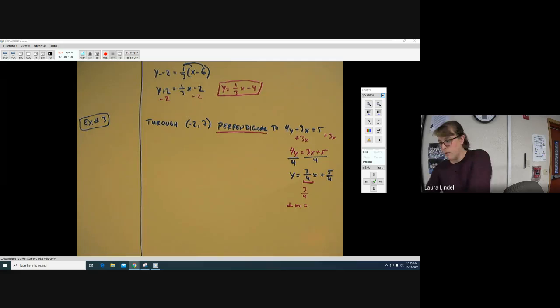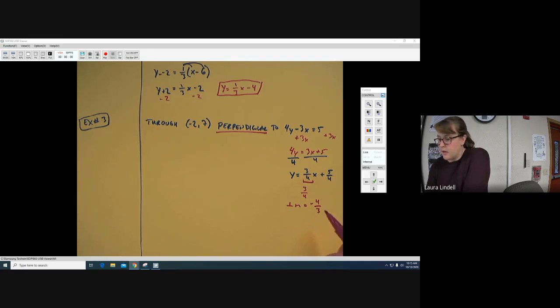Nice. I agree with you. It's going to be -4/3. -4/3 for our new slope. So this one's going to generate a little bit less nice of an answer. Yeah, yikes. All right. So here we go.